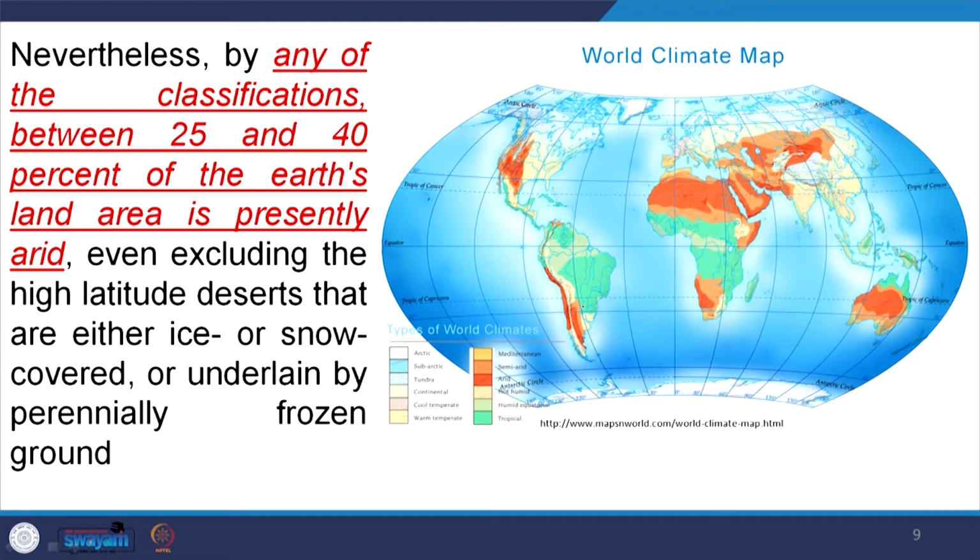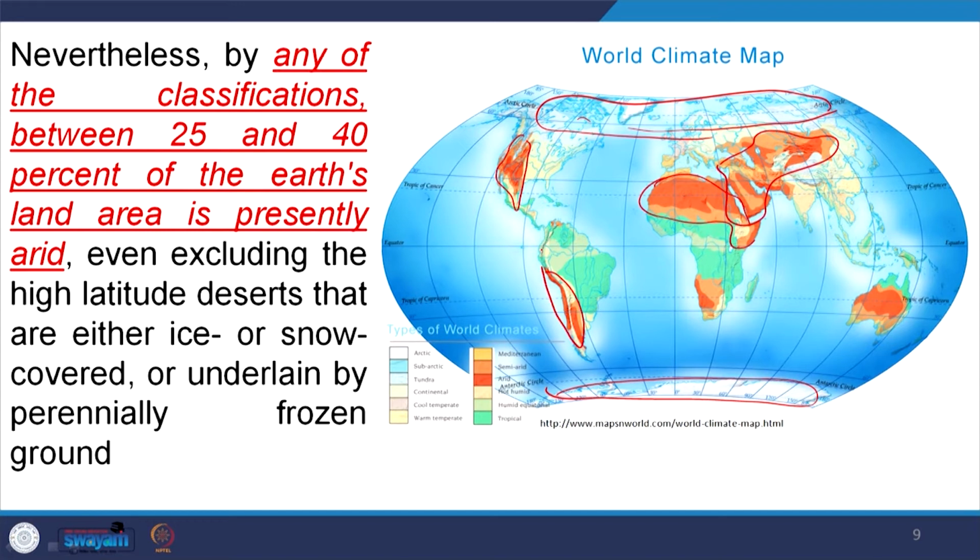Even in this case, we have excluded those areas which are lying at the higher latitudes. These are permanent cold deserts, totally covered with ice. So, in this 25 to 40% arid climate, we have excluded the ice covered areas and those areas having permanently frozen ground. Whenever we talk about this classification of arid zone, we have only included the arid region, excluding the ice covered areas.